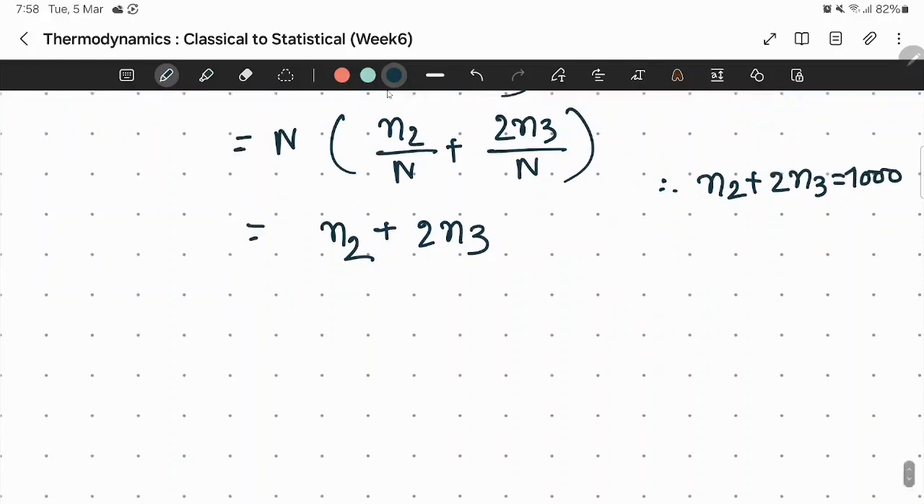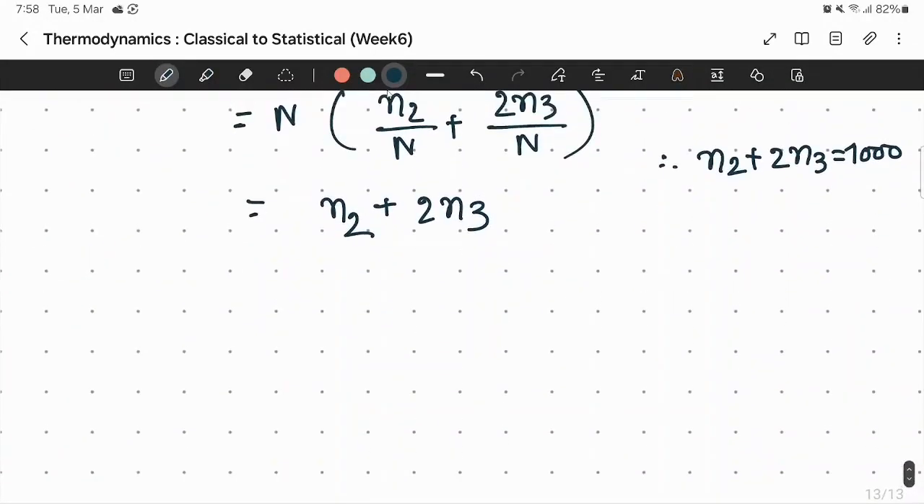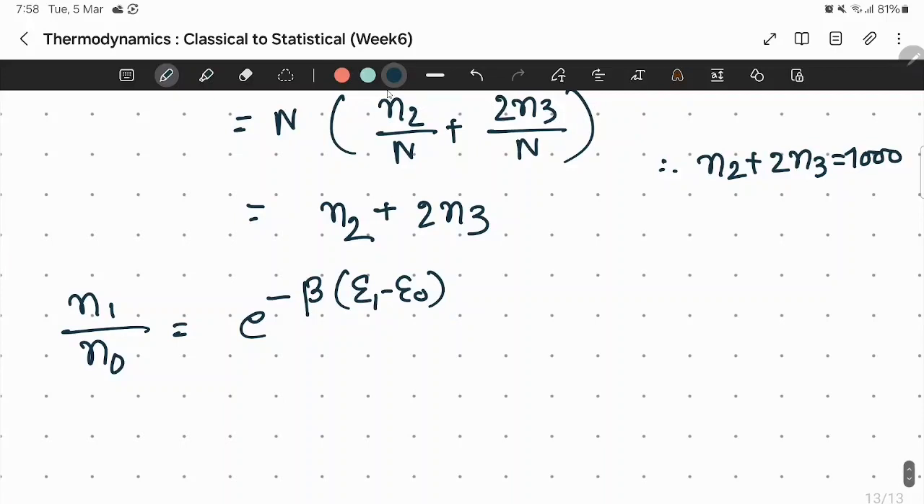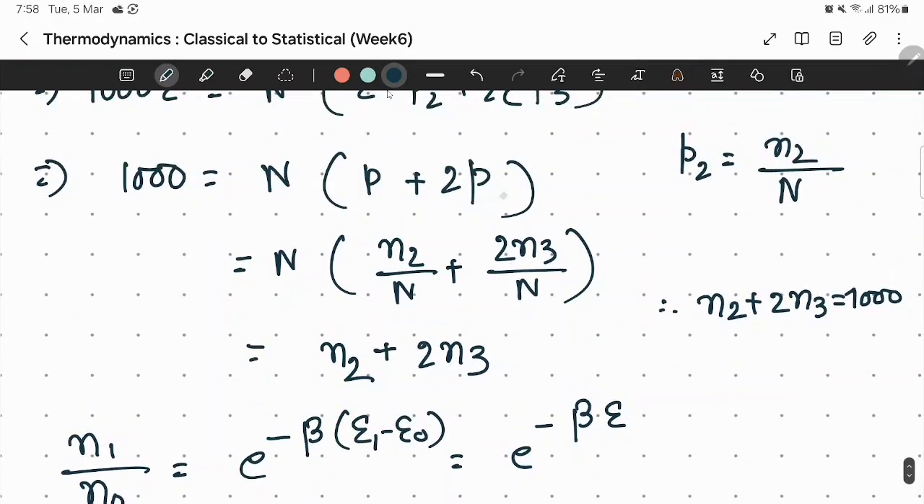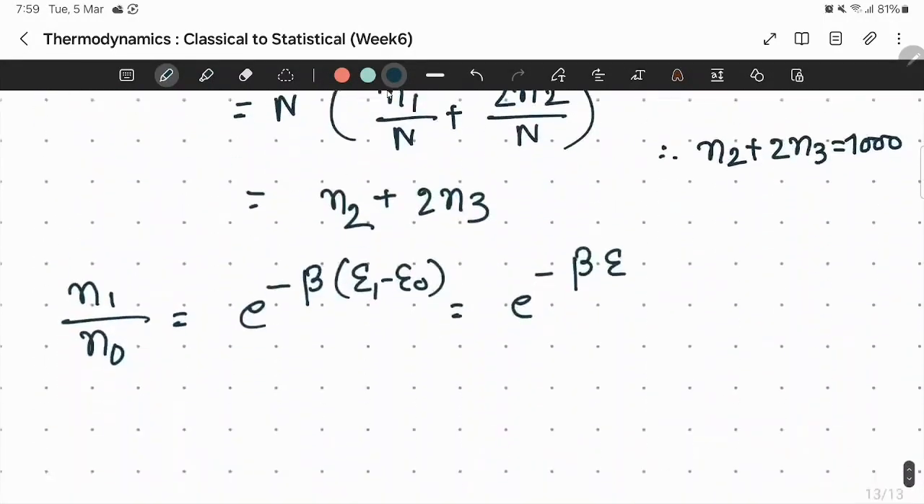But we have to find the total N0 plus N1 plus N2. How can we do that? What is N1 by N0? We know it is e to the power minus beta times (E1 minus E0), and E1 is epsilon, E0 is 0, so it is e to the power minus beta epsilon. One minute, don't be confused: the levels were 0, 1, 2, not 1, 2.